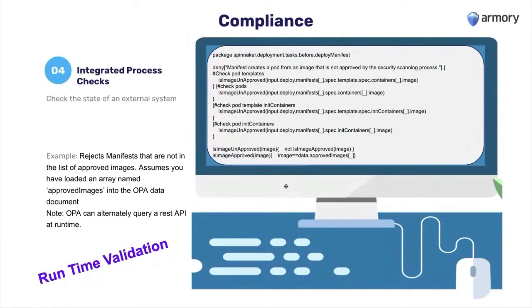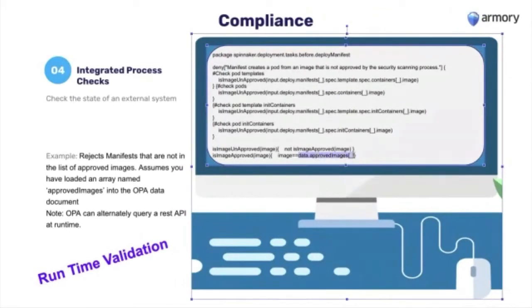In this case, I'm not maintaining the list of approved images in the policy because it's changing frequently. I am attempting in this example to read the list of approved images from the Rego data document. The data document is a document that you can upload into Rego and then reference from your policies. It's got a simple API and you can hook it up to, for example, your security scanners.